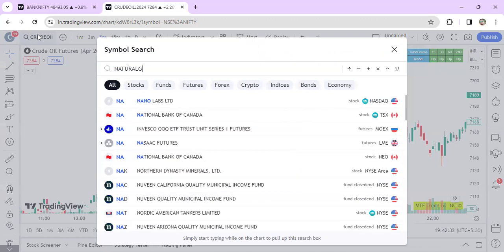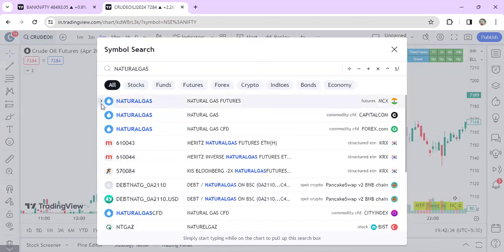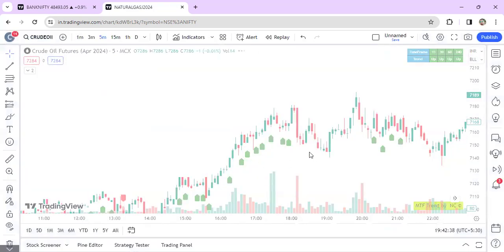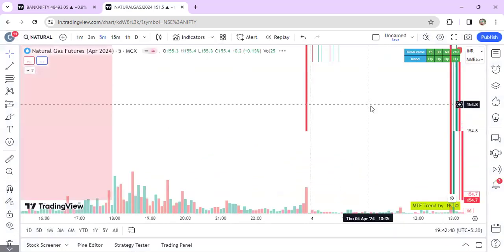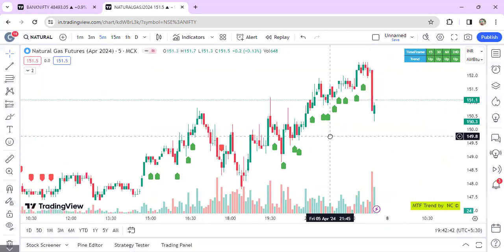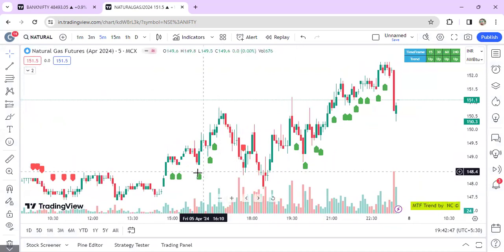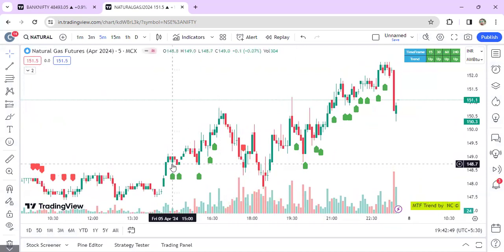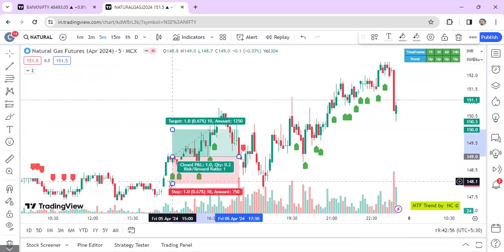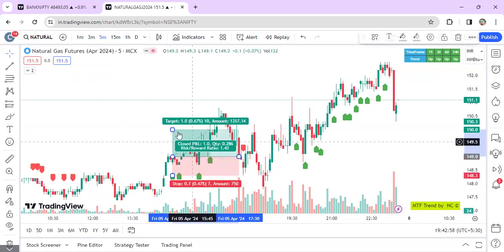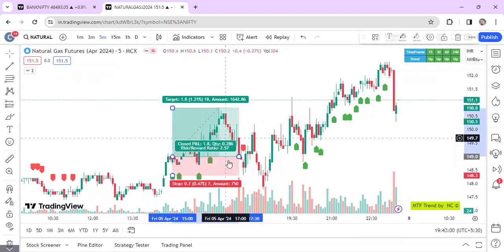Let's quickly see natural gas. In commodity, it is working wonderfully. See here, you get one buy signal generated. Take a long position above this, and your result should be this one. How much risk to reward are you getting? Almost 1:2.5, okay, you are getting.